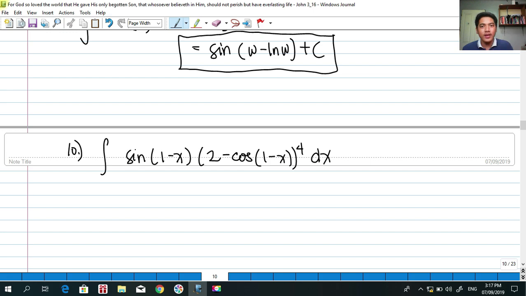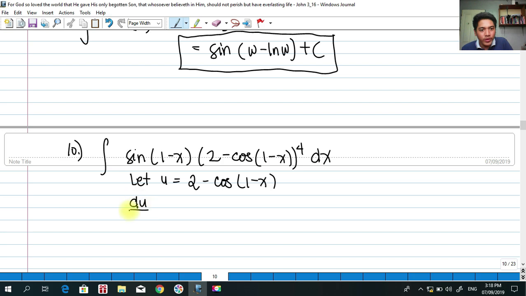Let's try to always use the U substitution. Because this is a sine and cosine function, there is a great relationship between them, because the derivative of sine is cosine and the derivative of cosine is negative sine. So U substitution can be used in this type of problem. Let's try. So we're going to let U be 2 minus cosine of (1 minus x), okay?